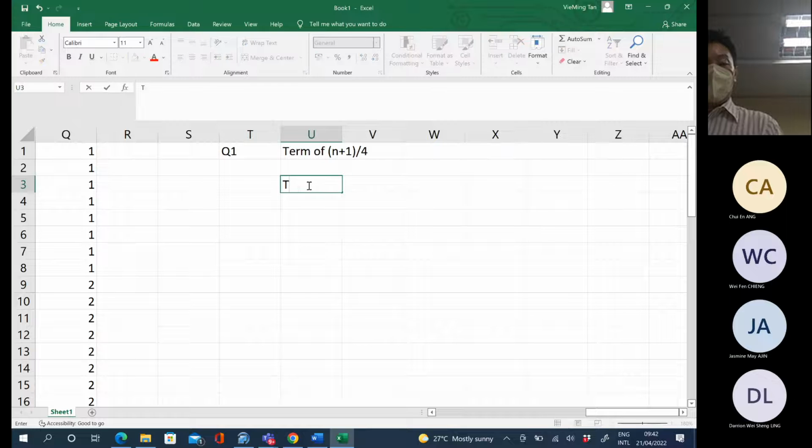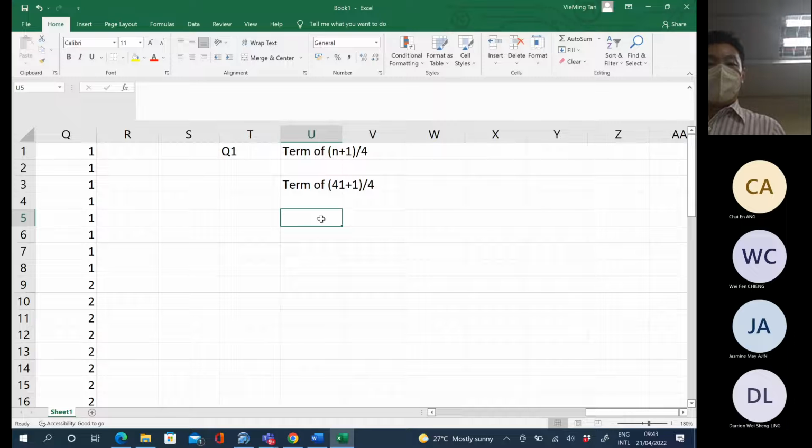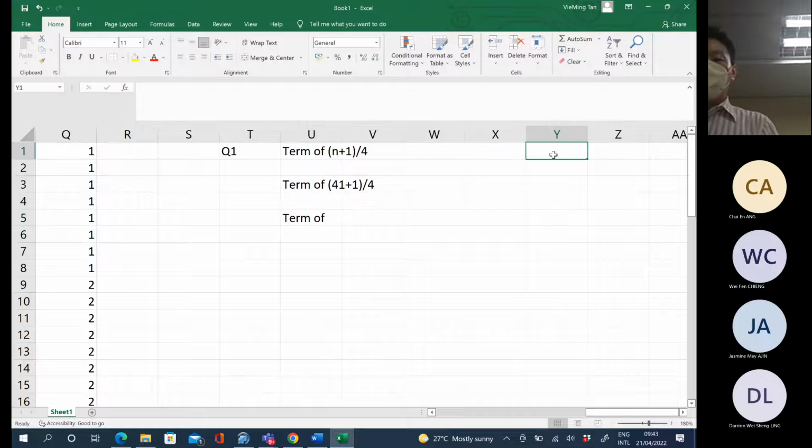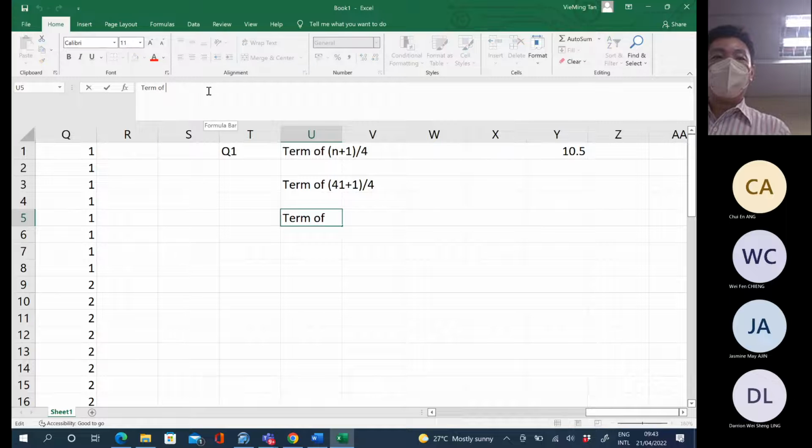Then the next step is to substitute the n value into the formula of term. I should put an equal sign, but because of Excel, I skip that one. Supposedly I have to put an equal sign. So n in this case is 41 data, plus 1. 41 plus 1 is 42, 42 divided by 4. Let's check what is the answer. It's 10.5. Term of 10.5.